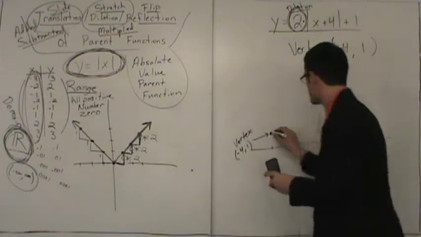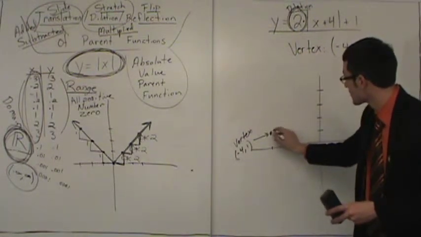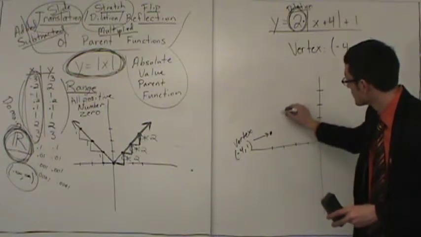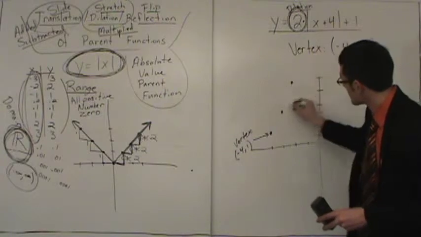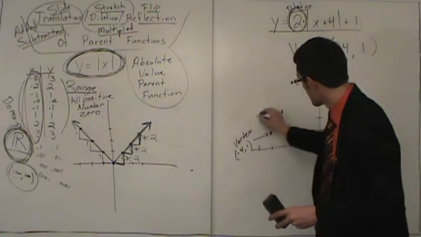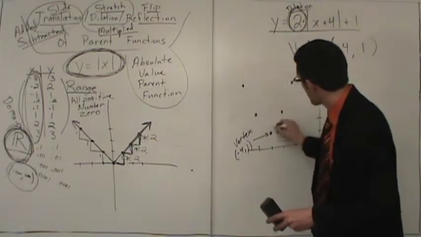So from this location, to graph more points, and to get the function on paper, you guys have to go from the vertex, right 1, then up 2. Do it again. Right 1, up 2. Also, left 1, up 2. Left 1, up 2. And we graph the function.